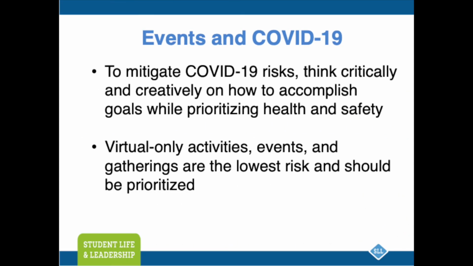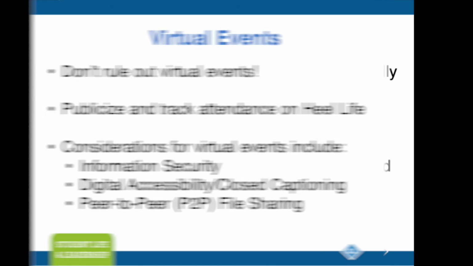To mitigate the risks surrounding COVID-19, registered student organizations should think critically and creatively on how to accomplish goals while prioritizing health and safety for all. As you think about events, ask, does this need to happen, or do we want this to happen? Is there another way that we could do this differently to lower the risk of transmission? Virtual-only events are the lowest risk and should be prioritized.